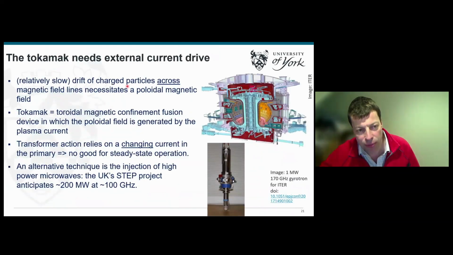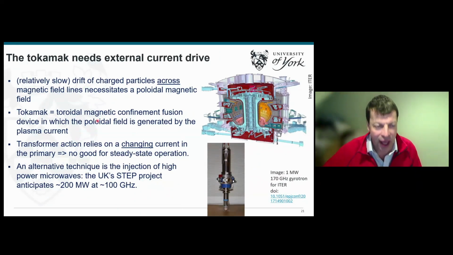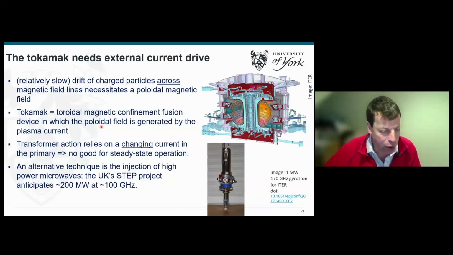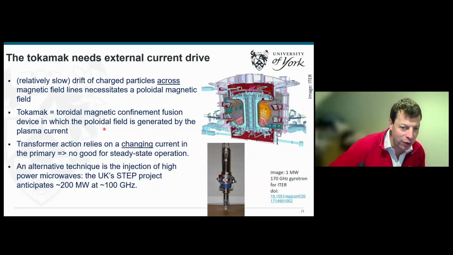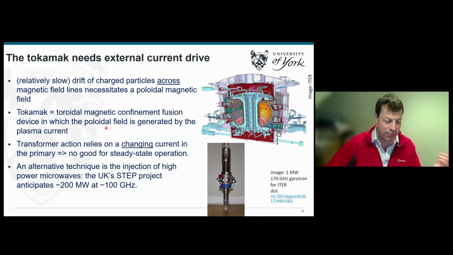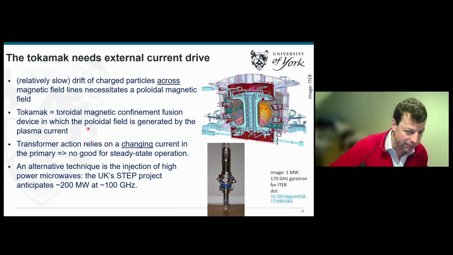So just to make that point again, the relatively slow drift of charged particles across magnetic field lines necessitates a poloidal magnetic field. And we sometimes hear about tokamaks. I think I've already used the word. A tokamak is a toroidal magnetic confinement fusion device. It comes from some Russian words, in which the poloidal field is generated specifically by the plasma current, so by generating a current in the plasma.